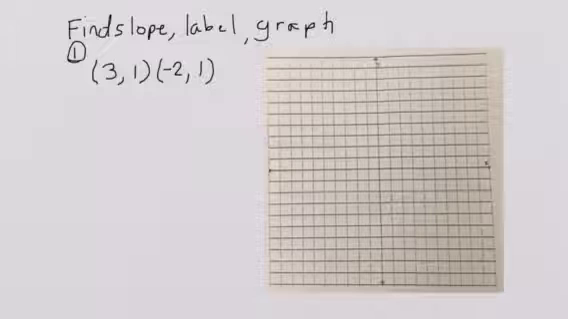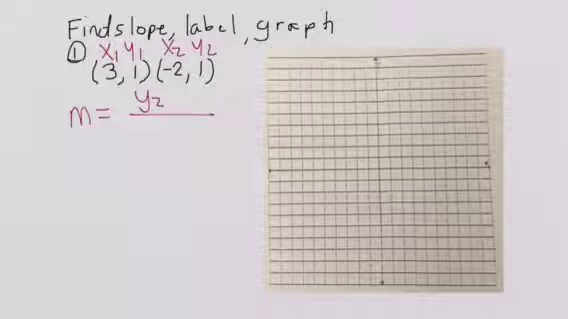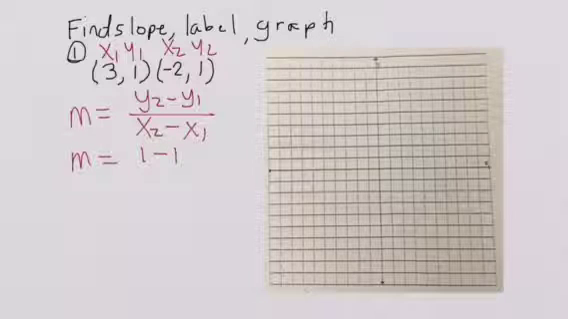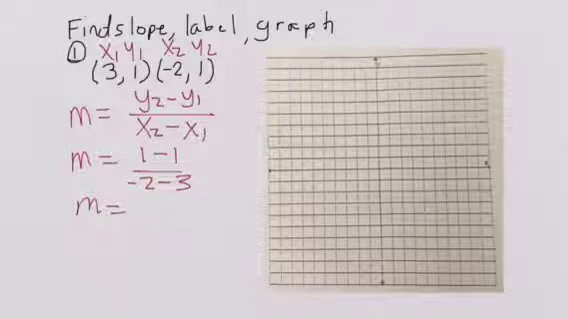The first equation that we're going to be looking at is the equation to find the slope. So we're going to label our terms x1, y1, x2, y2. The slope formula is m is equal to y2 minus y1 over x2 minus x1. So the slope is going to be equal to 1 minus 1 over negative 2 minus 3. M is equal to, we're going to go ahead and add a line, change the sign, add a line, change the sign, and so we're going to have 0 over negative 5. This means we have a 0 slope.